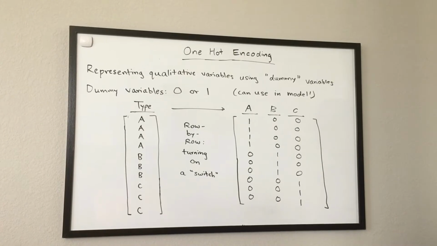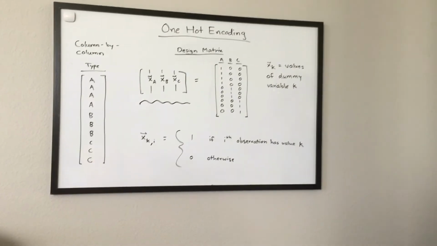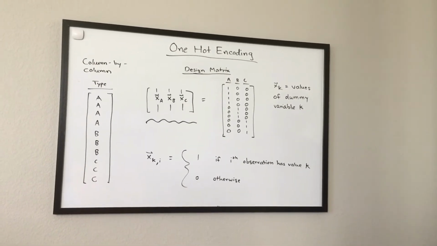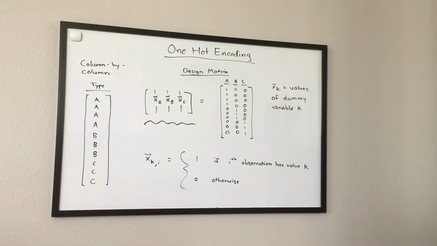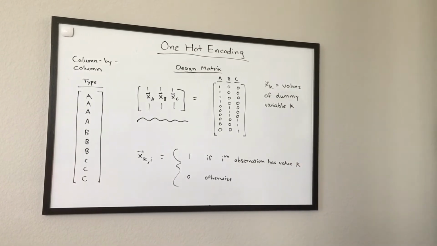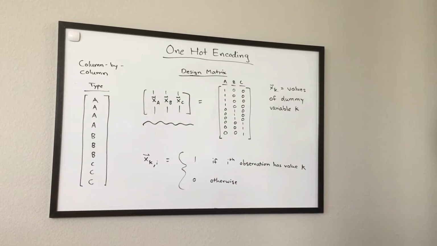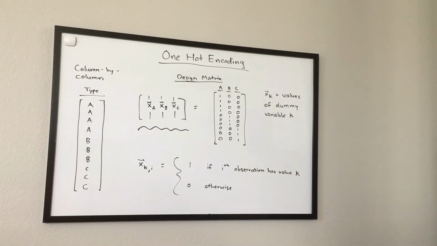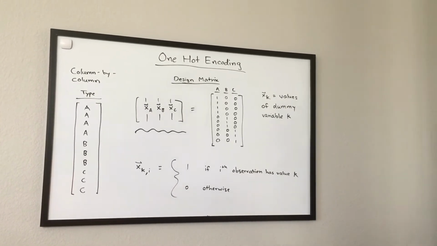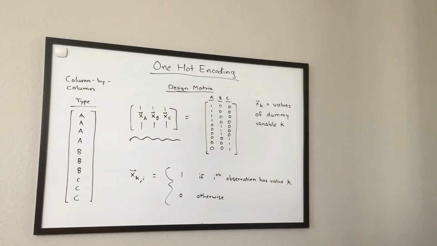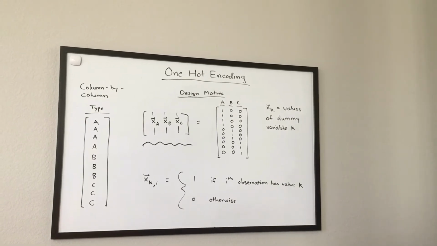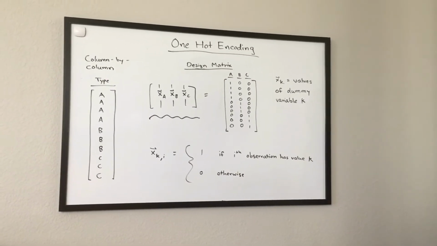Now, let's look at it using a column approach. Alright, now let's go column by column. Here I've copied over our type column from before with the same qualitative values, and also the design matrix that we derived before. It's over here. Let's call the first column of the design matrix the vector x_a, the second column the vector x_b, and the third column the vector x_c. Basically, the column vector x_k is the values of the dummy variable k. That is, for instance, the vector x_a is the values of the dummy variable a, and so on.